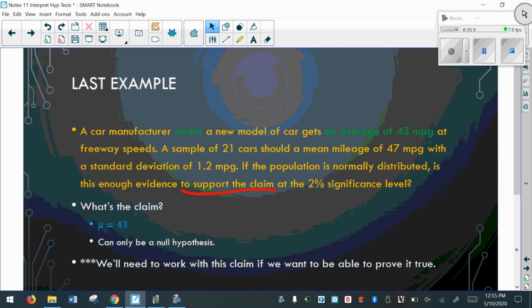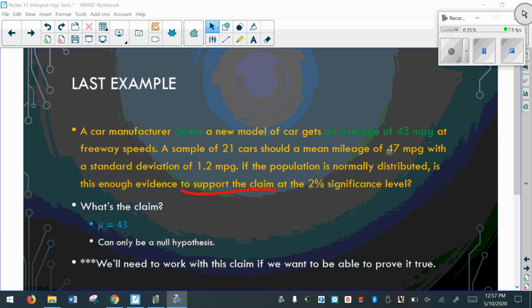Our last example. Once again, go ahead and read and write down the information, and then we'll go from there to answer in the end, how do we have enough evidence to support the claim? Okay, so in this example, the claim says that the model car gets an average of 43 miles per gallon. So it's going to be equivalent to 43 miles per gallon. So the claim itself looks like mu equals 43.